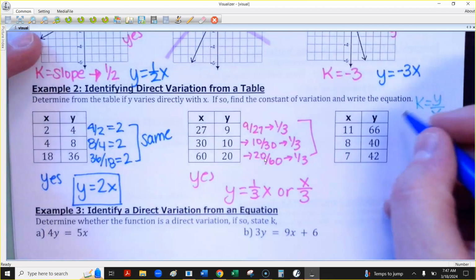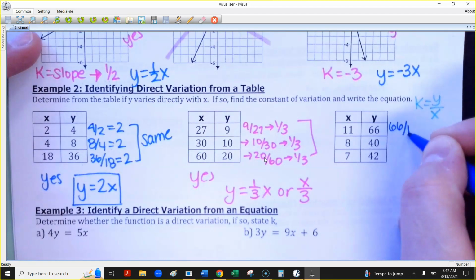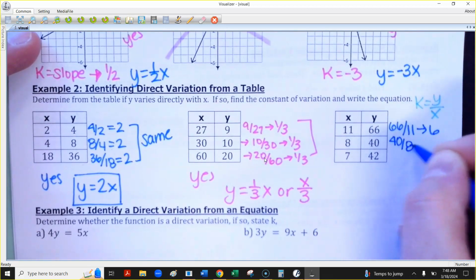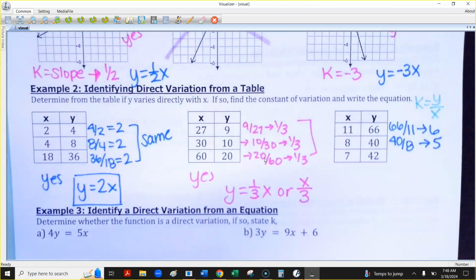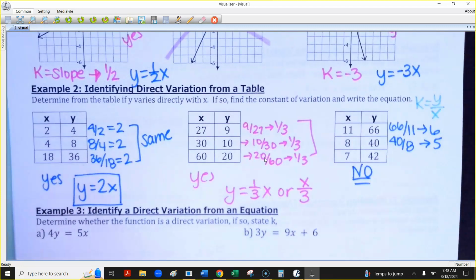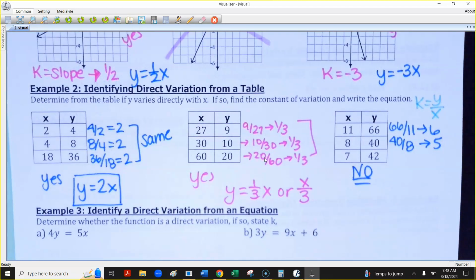All right, so 6 over 6, I'm just taking y coordinate divided by x, right? That's 6. 40 divided by 8, that's 5. Right there I would stop, because if they're different, then it's not a direct variation. So I don't keep going there. I don't find a k value, because it doesn't exist, because those 2 numbers were different. Does anybody have a question?